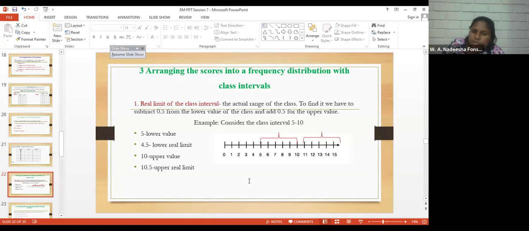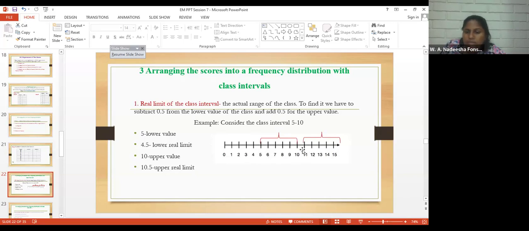If the class interval is 5 to 10, this number 5 is called the lower value. To find the lower real limit, we have to subtract 0.5 from the lower value. The lower value is 5, so we subtract 0.5 from 5. That becomes 4.5. Then the upper value is 10. To find the real upper limit, we have to add 0.5, so that becomes 10.5.